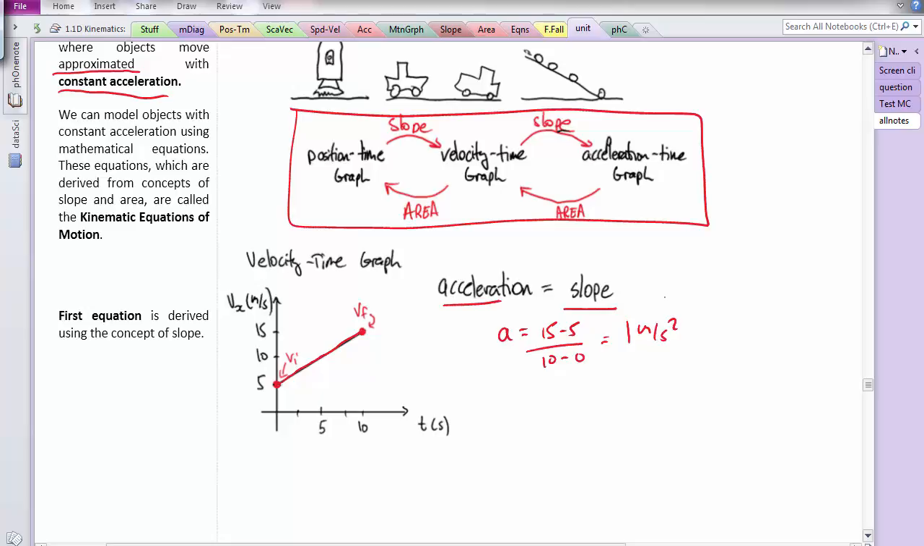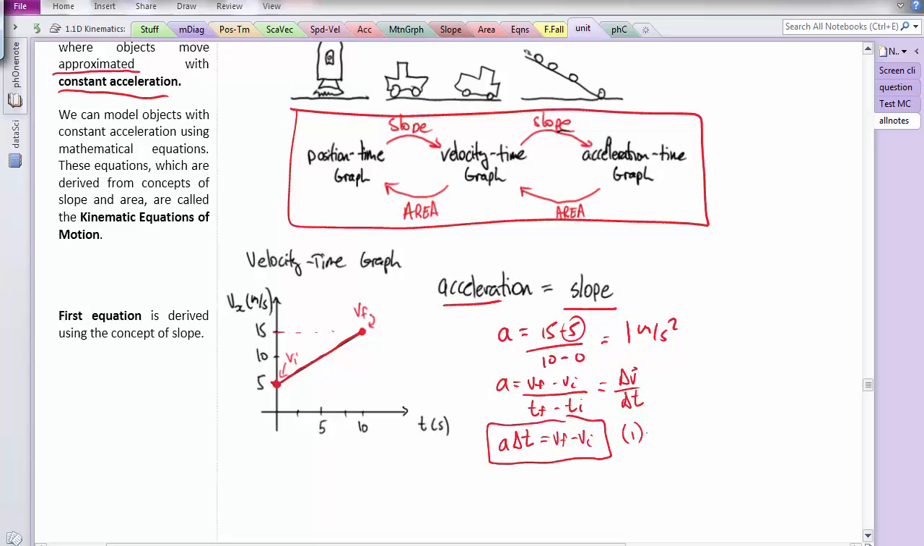But we can also do this with letters. What was the 15? The 15 was the VF. This 5 was the VI. So acceleration is VF minus VI over TF minus TI, which is change in velocity over change in time. So we get our first equation, which is A times delta T is equal to VF minus VI. We'll call this equation 1.